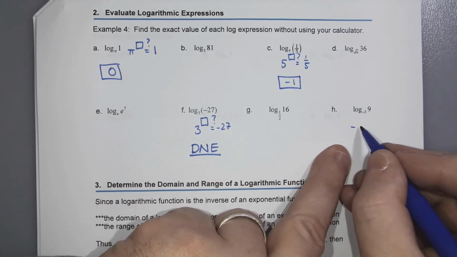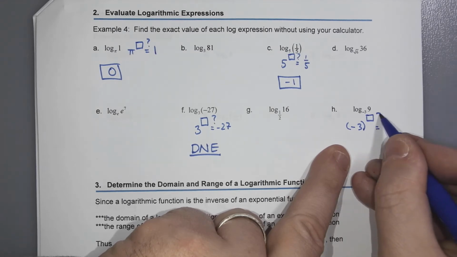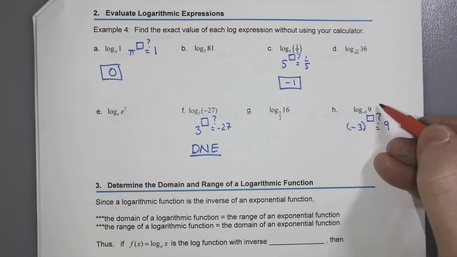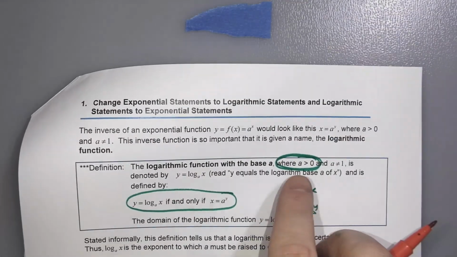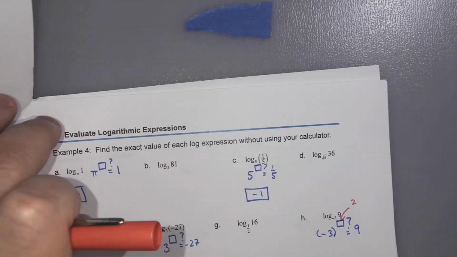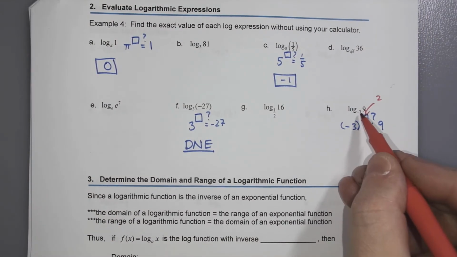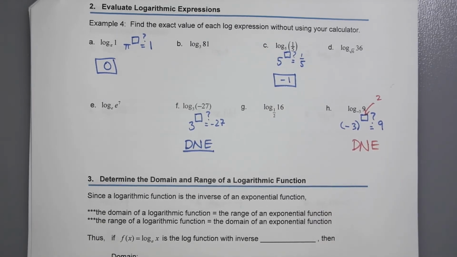Down here, what power do you put on negative 3 that gives you 9? Danger! 2 is a correct answer to this, but for logarithms, our base must be positive. The base must be positive. So immediately, because the base is negative 3, this problem does not exist. The rest of the answers are on the hub.